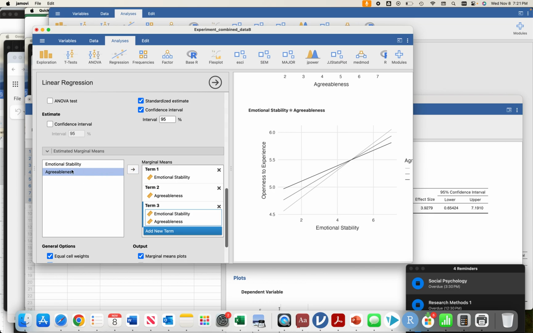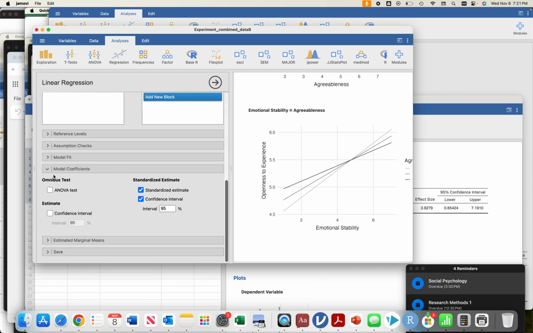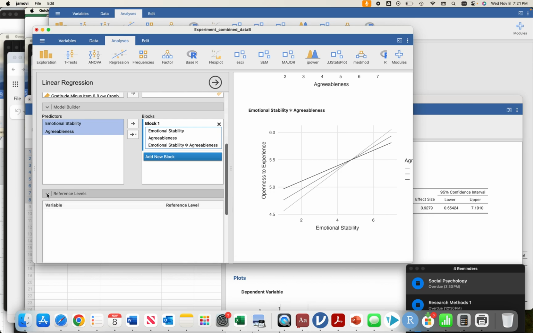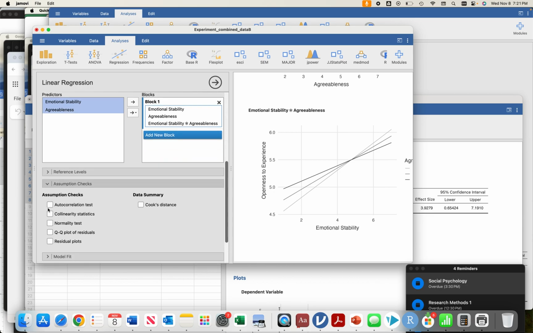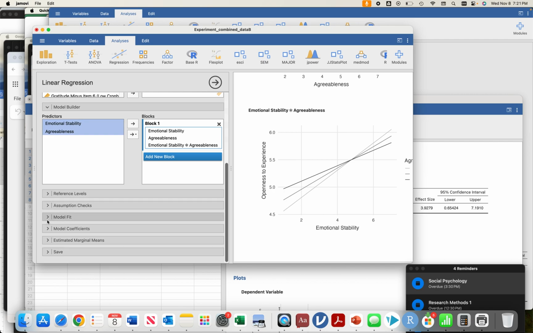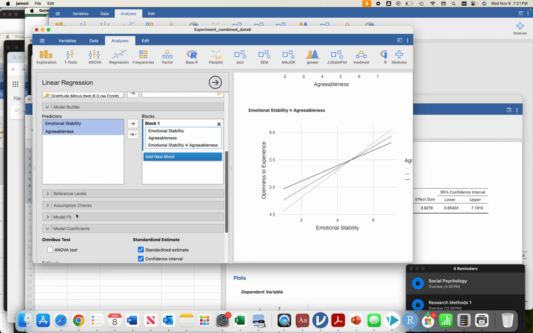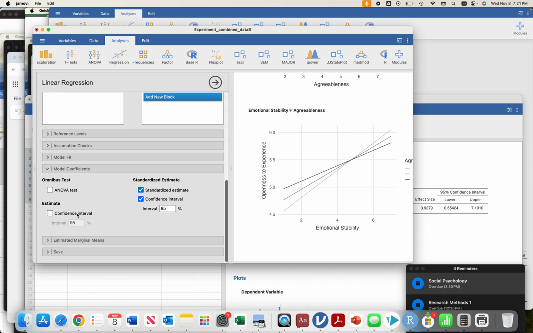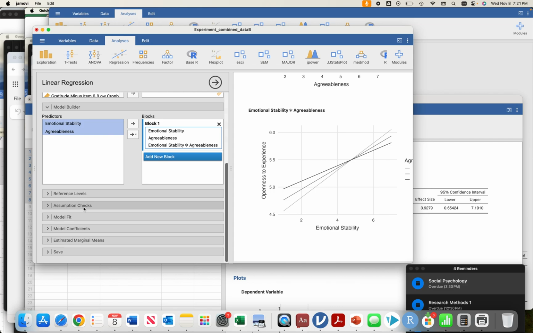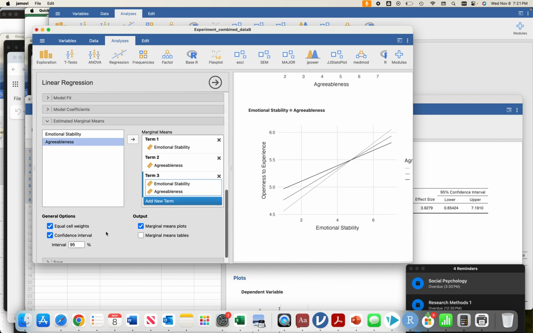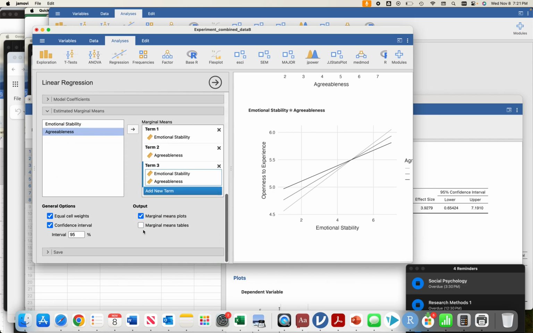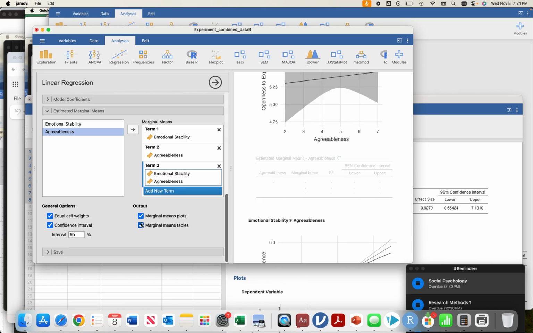And so down here, I've done that, right? Model coefficients. Reference levels, nothing there. Assumption checks, nothing there. Feel free to do it if you want. Model fit, nothing there. Model coefficients, here we go. Standardized estimate, confidence interval, 95% confidence interval. Estimated marginal means. Now, I'm going to go ahead and hit this marginal means table as well.